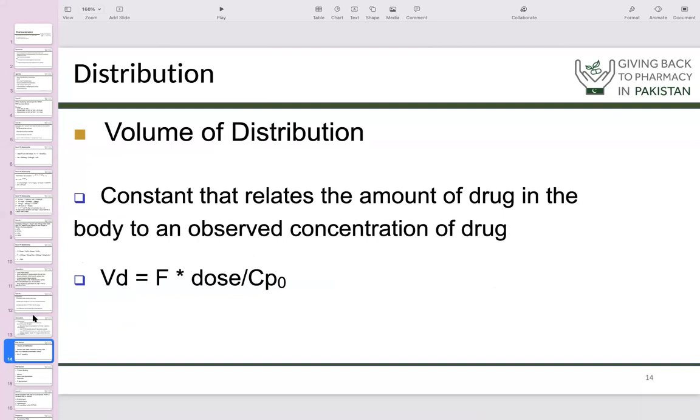So volume of distribution is a constant, which is also a very important parameter in pharmacokinetics that you will have to calculate in almost all calculations of half-life, of elimination rate constant, of finding the concentration, or finding when to redose. So volume of distribution you have to calculate for almost every drug. It is a constant that relates the amount of the drug in the body to an observed concentration of the drug. The formula of VD is equal to the dose upon the initial concentration of the drug.